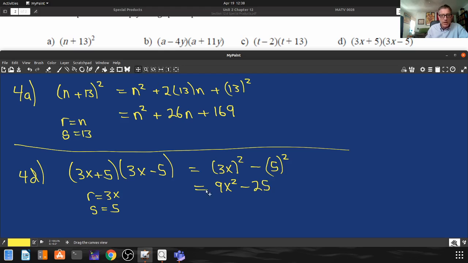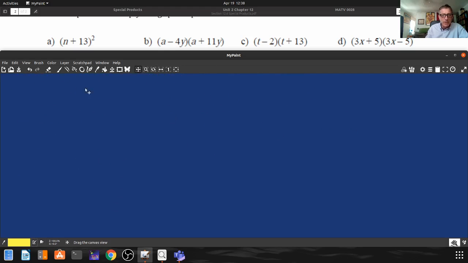For those who want to hang on just a second, I will go ahead. It's completely up to you. Of course, I'll never know one way or the other what you do. I'll do 4B using FOIL and 4C using FOIL. a minus 4y times a plus 11y.